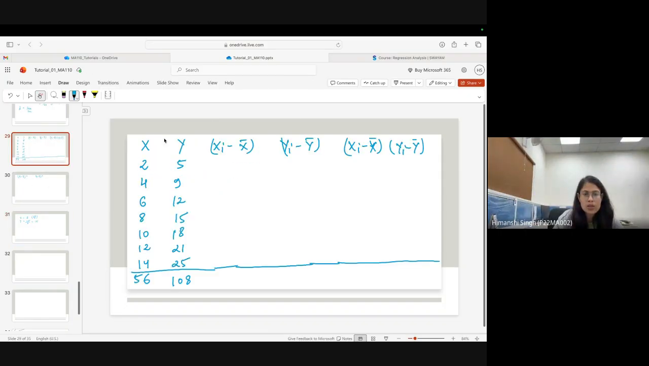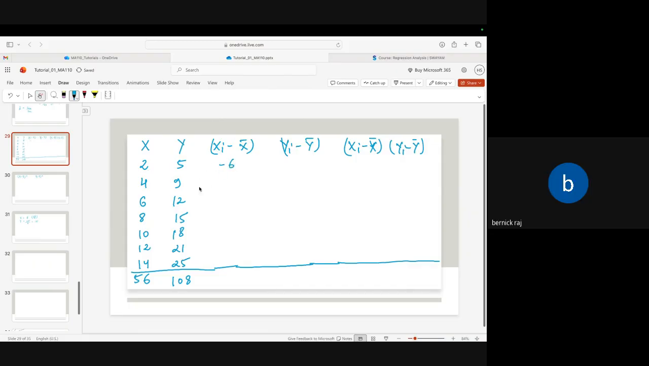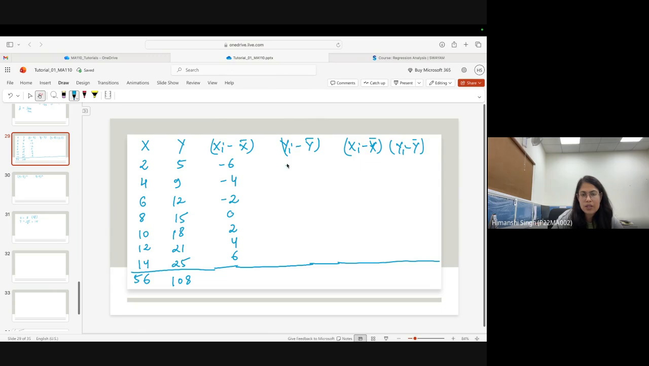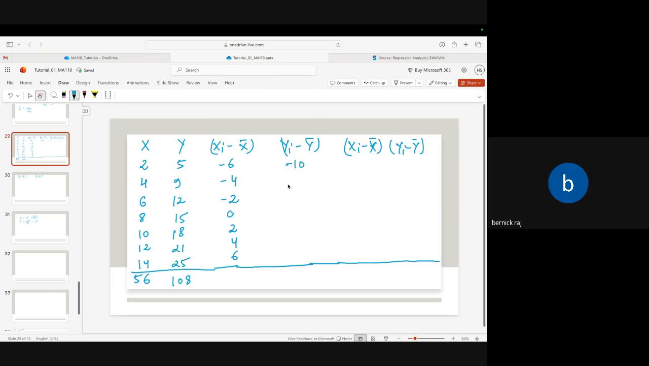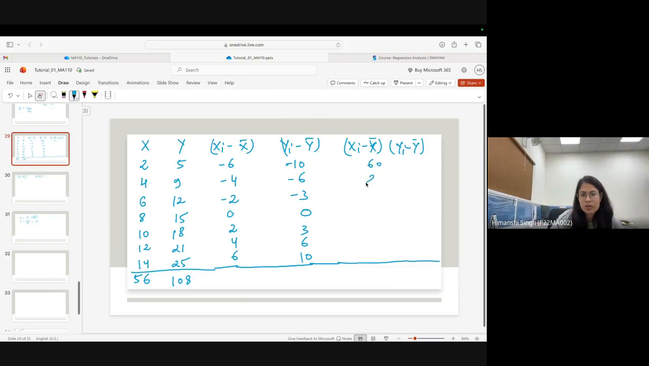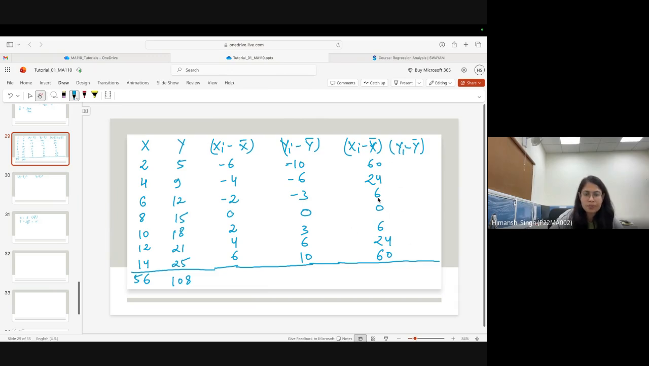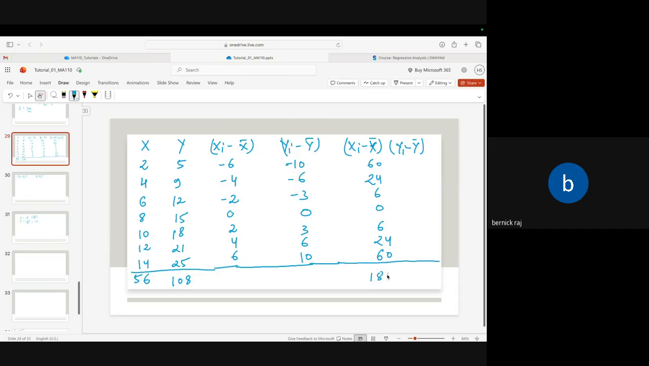Now xi minus x bar. x bar was 8, so 2 minus 8 is minus 6, then minus 4, minus 2, 0, 2, 4, 6. And y bar is 15, so 5 minus 15 is minus 10, then minus 6, minus 3, 0, 0, 3, 6, 10. Then the products: 60, 24, 6, 0, 6, 24, 60. If I sum it, the sum will be 180.